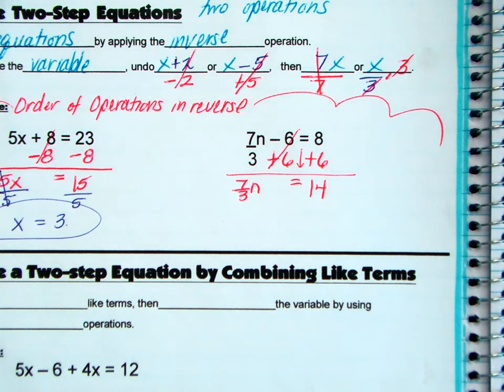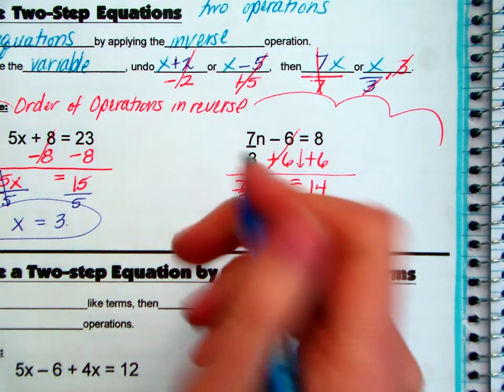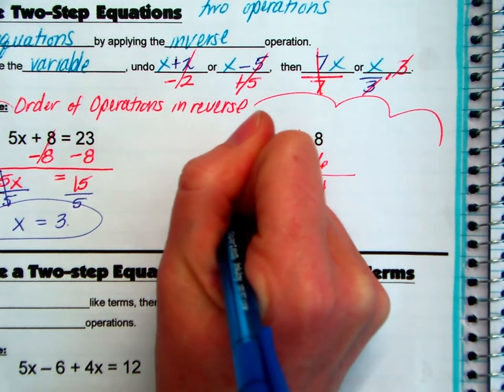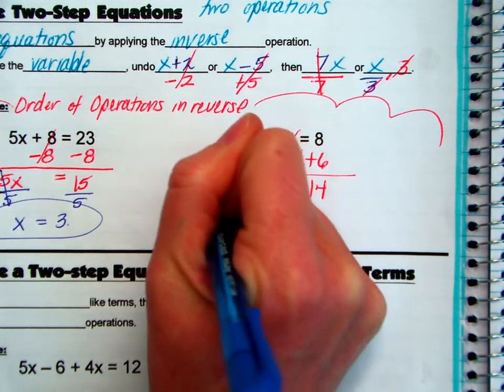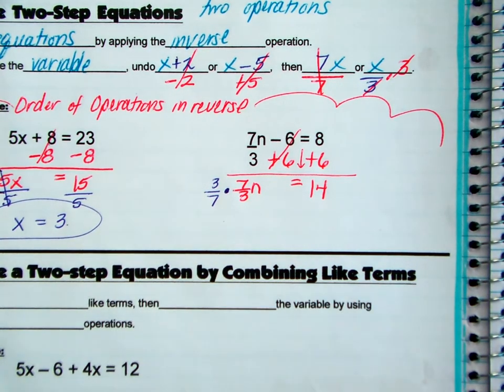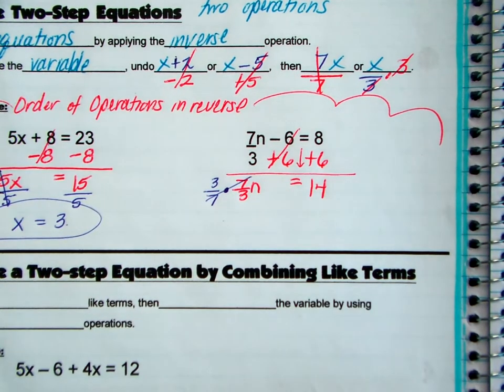I can get n to live alone if I multiply by the reciprocal here. 7/3 n, if I multiply by 3/7, 3 times 7 is 21, 7 times 3 is 21. I have 21 over 21. Something over something that's the same number is 1. I have 1n. I just made these cancel out.